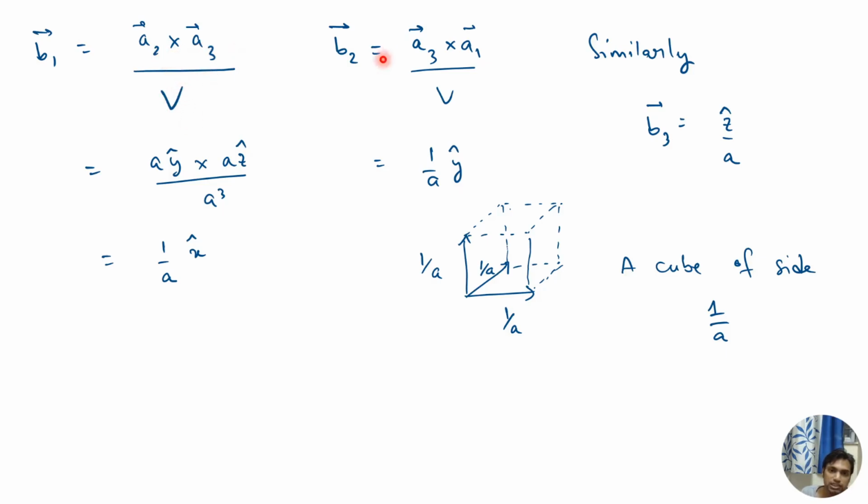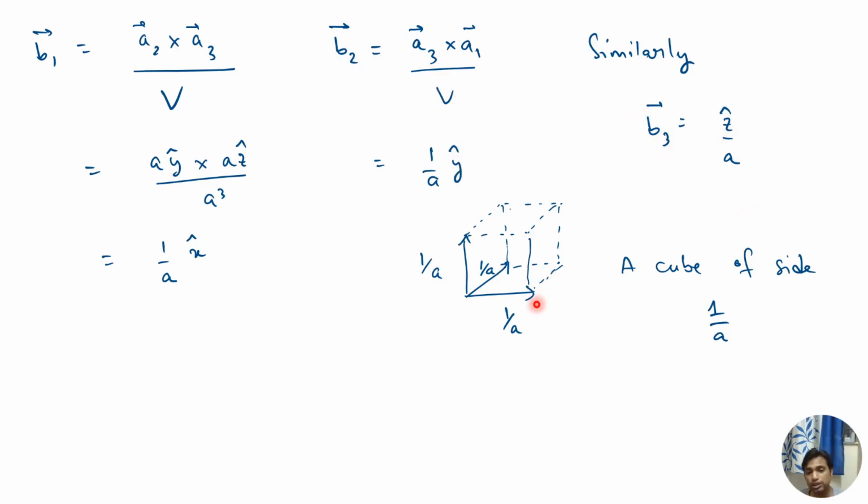So what is a2 cross a3? It is a y cap cross a z cap, giving A square. A square by A cube is 1 by A, so b1 is x cap by A. By similar calculation, b2 is y cap by A, and b3 is z cap by A.